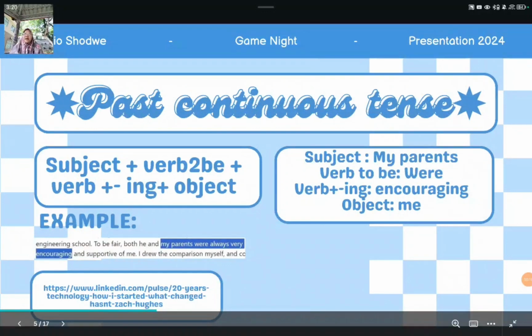Next, we have past continuous tense. Past continuous tense is used to describe actions that were ongoing. The formula for past continuous tense is subject plus verb to be plus verb plus ing plus object. Our example is: my parents were always very encouraging and supportive of me. The subject is my parents. The verb to be is were. The verb plus ing is encouraging and the object is me.